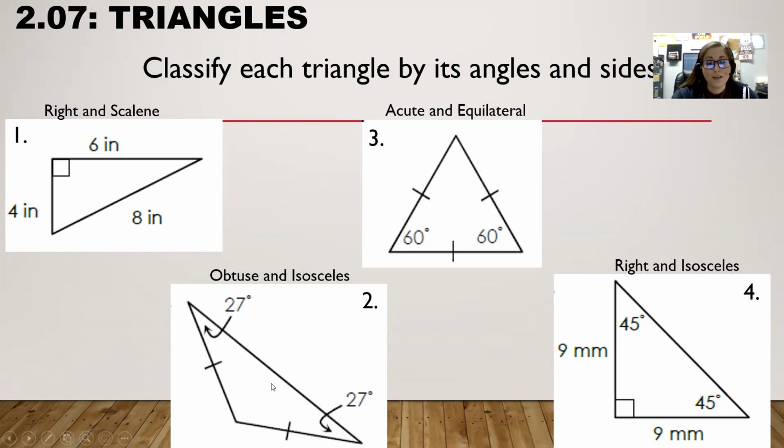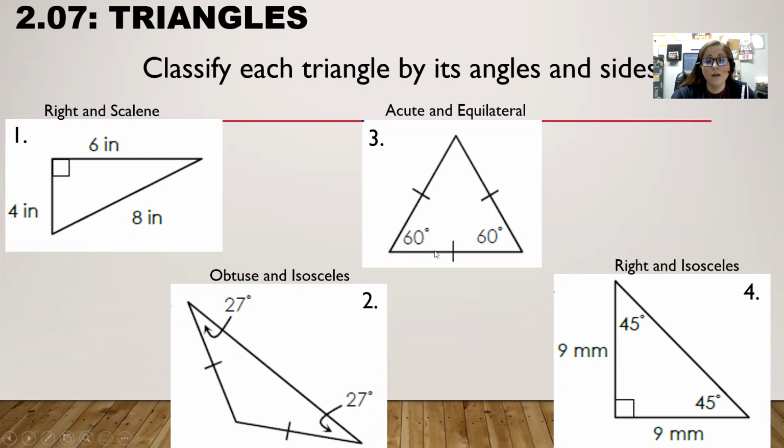Question number 2, we can see that each of these angles is labeled as 27 degrees, but then this last angle does look to be greater than 90 degrees. So we would say this is an obtuse angle. Okay, so that means it's an obtuse triangle. And then we can see with these tally marks again that this is telling us that both of these sides are equal to one another, which means that two of the sides are equal and one is different. So that means it's an isosceles triangle.